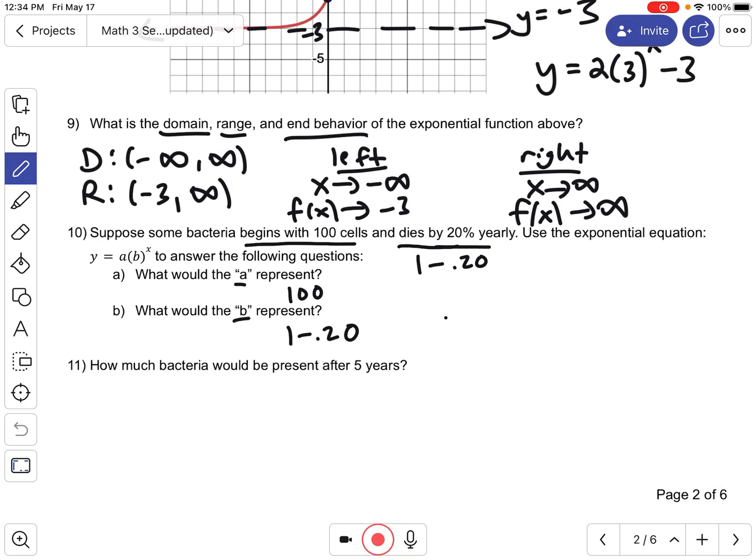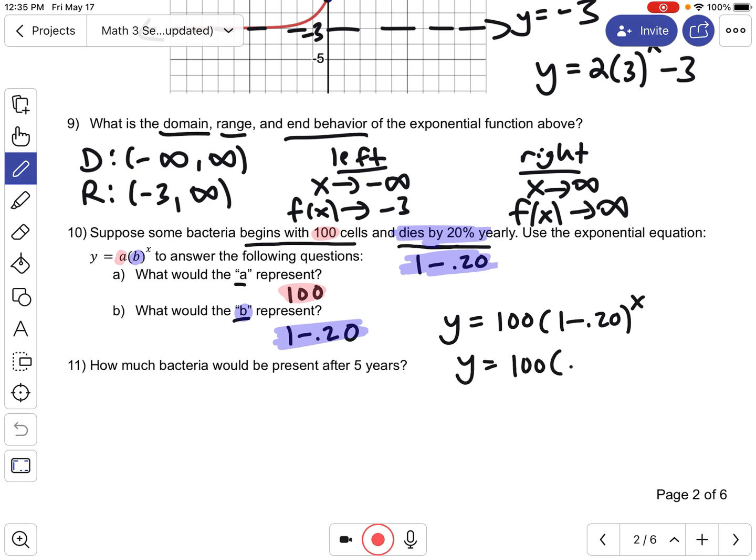So if you put these together, and again, this is all given to you right here, this is your initial value, and that's 100, and then this is your base, which is a growth or decay. In this case, it's a decay because it's dying by 20%. So if we put this together, this is 100 times 1 minus 0.20 raised to the x. But if we want to simplify that, 1 minus 0.20 is 0.80 raised to the x. And this goes along with exponential decay because it's less than 1.